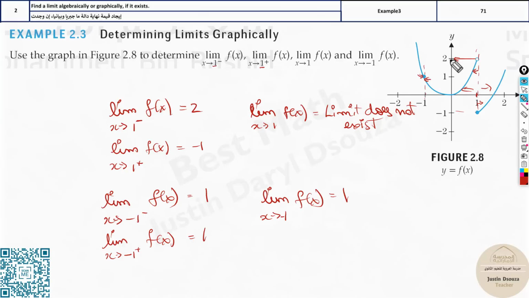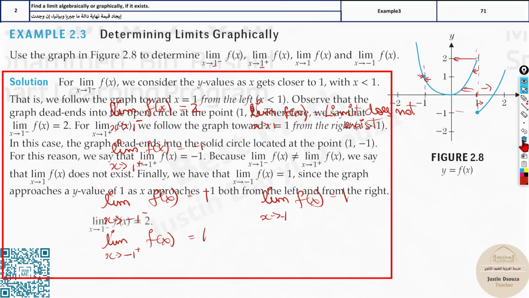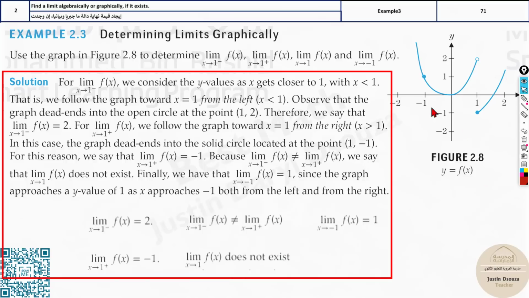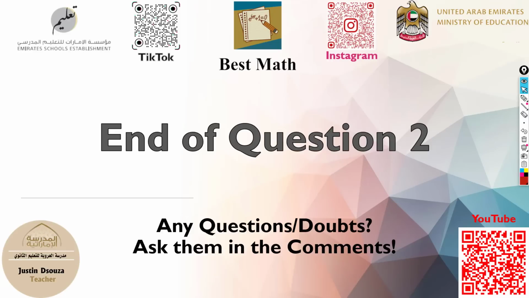You must see along which y value. Over here it was positive 2 and negative 1, and they both do not match, so limit does not exist in the first case. These are the answers. Over here you can see from the left side, 1 from the left side is 2, from the right side is negative 1, and these both do not match, therefore limit does not exist. Whereas the other one both match, and therefore the answer is 1. That is the end of question 2, a very easy question.